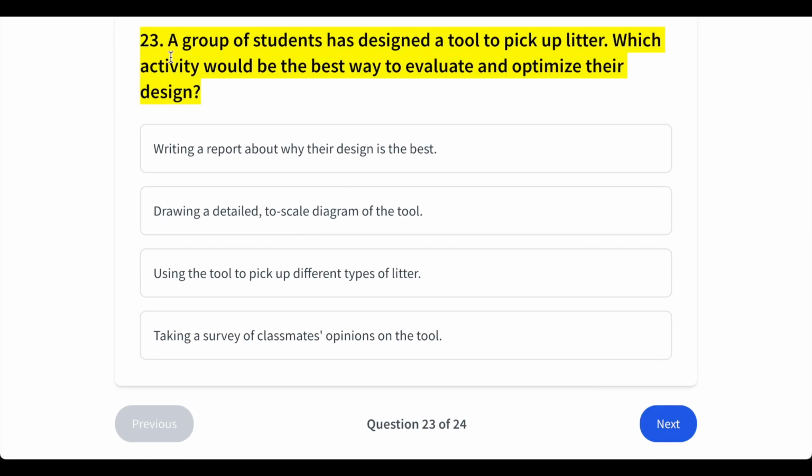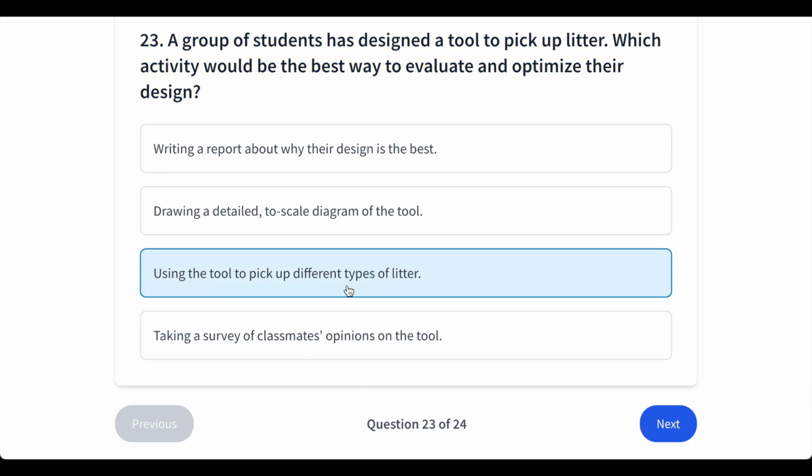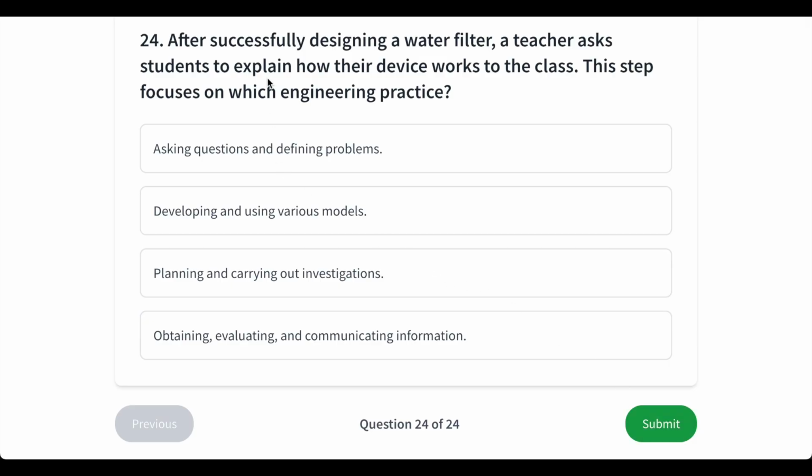This one asks, a group of students has designed a tool to pick up litter. Which activity would be the best way to evaluate and optimize their design? Using the tool to pick up different types of litter would be a great test, to see how the tool fares in real world trash-picking scenarios. This would be a practical way to identify the strengths and weaknesses of the tool that the students built, which is really cool. All right, let's move on to our final question.